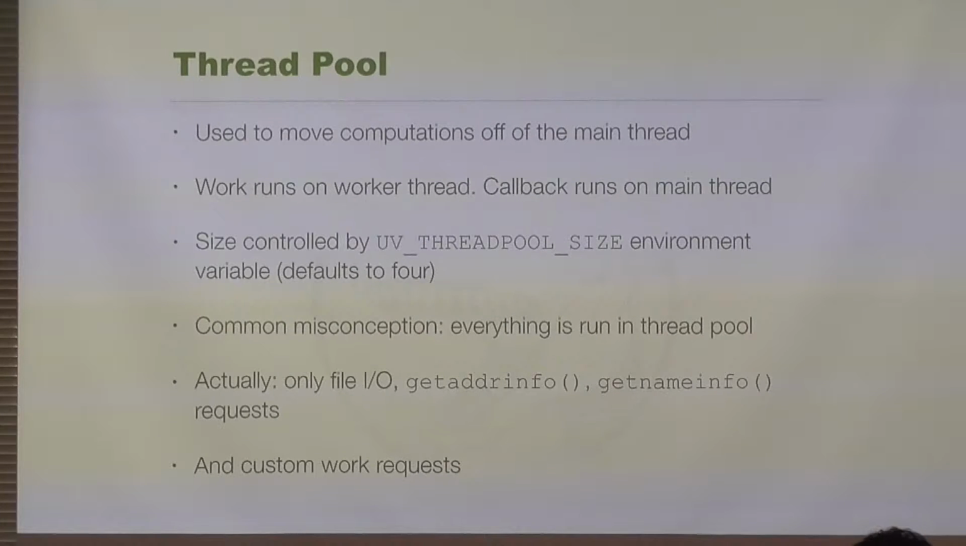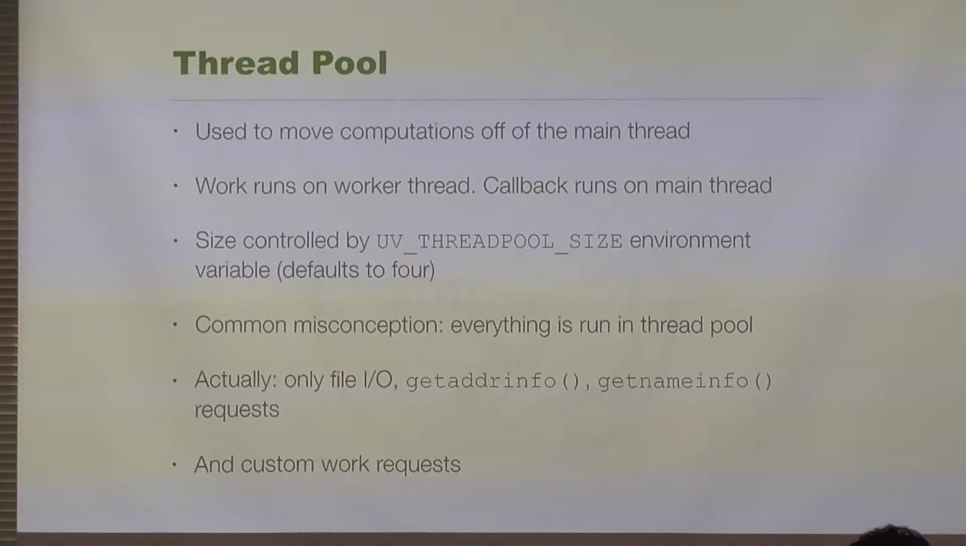One common misconception is that everything that goes through libuv is done in the thread pool. That is false. The only things in libuv that use the thread pool are the file system operations, getaddrinfo, getnameinfo, so your DNS operations, and then any kind of custom user-defined work that's passed in.